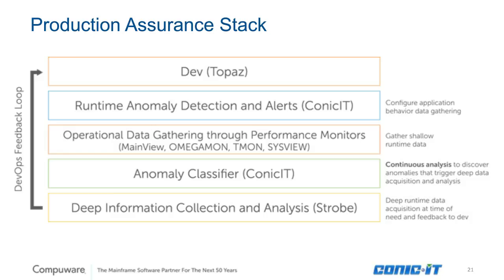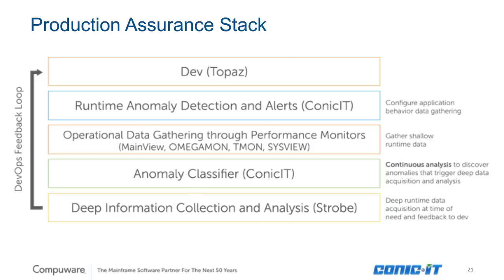to give you a system that watches and is continually vigilant of what's going on in your system for specific applications and transactions that you're watching. It classifies those anomalies, that's ConicIT, and then it kicks off, as Spencer said, Strobe. And so essentially what we've done is we've closed the loop from what happened in production back to development so that they can very quickly understand problems that are happening and fix them.